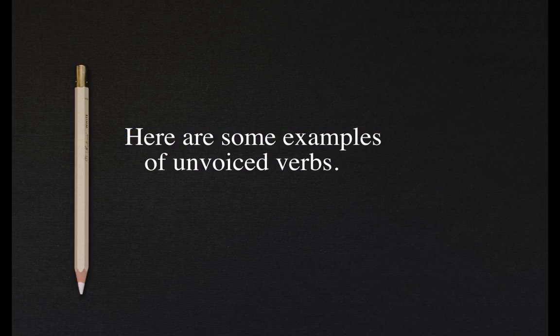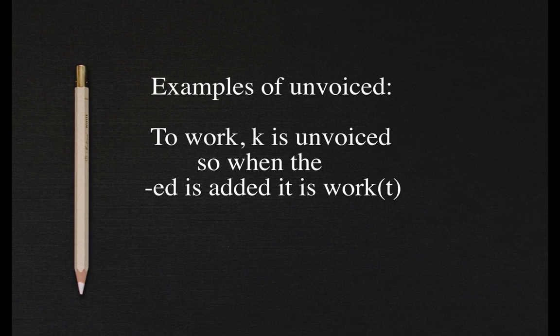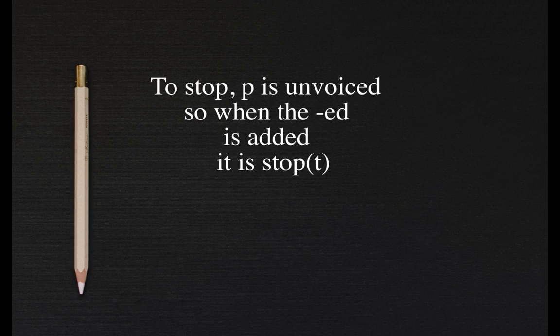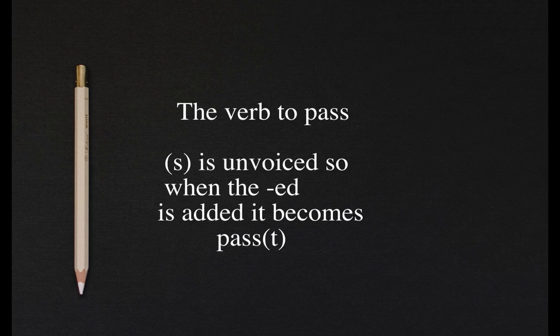Here are some examples of unvoiced verbs. Remember, it is the sound at the end of the infinitive which will decide if the -ed is voiced or unvoiced. Examples of unvoiced: to work. K is unvoiced, so when the -ed is added, it is worked. To stop. P is unvoiced, so when the -ed is added, it is stopped. And one for luck. To pass. S is unvoiced, so when we add the -ed, it becomes, yes, you guessed it, passed.